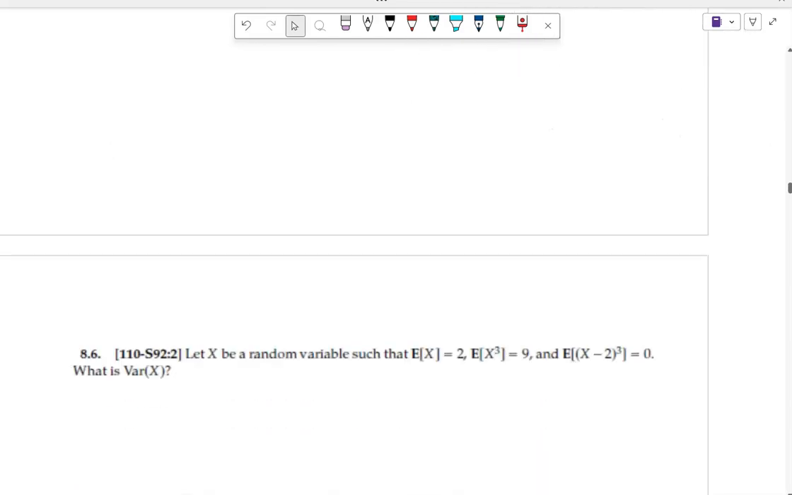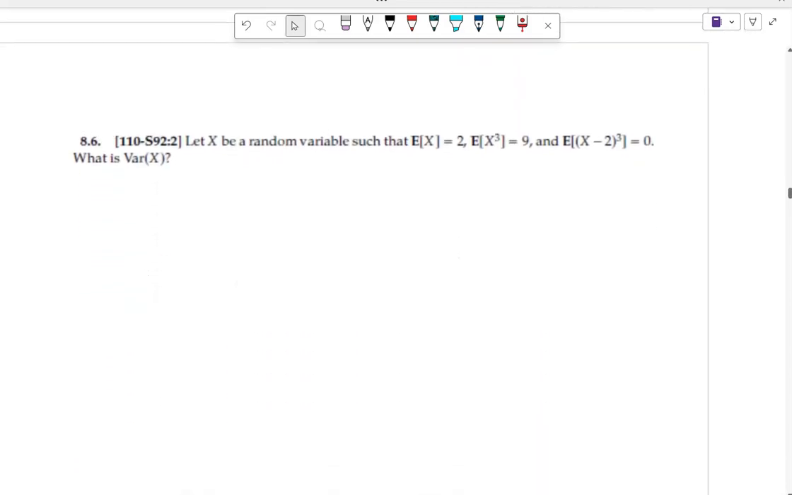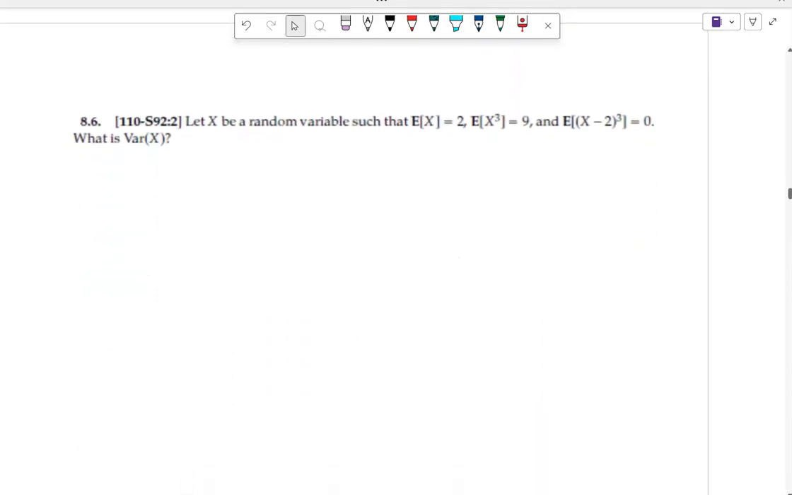All right. What do we have next? Cool. All right. This is another one of just play around with the different properties. This one gives you an expected value of x is 2. It gives you the expected value of x cubed is 9. And it tells you the expected value of x cubed minus 2 quantity cubed is 0. And then asks for the variance.